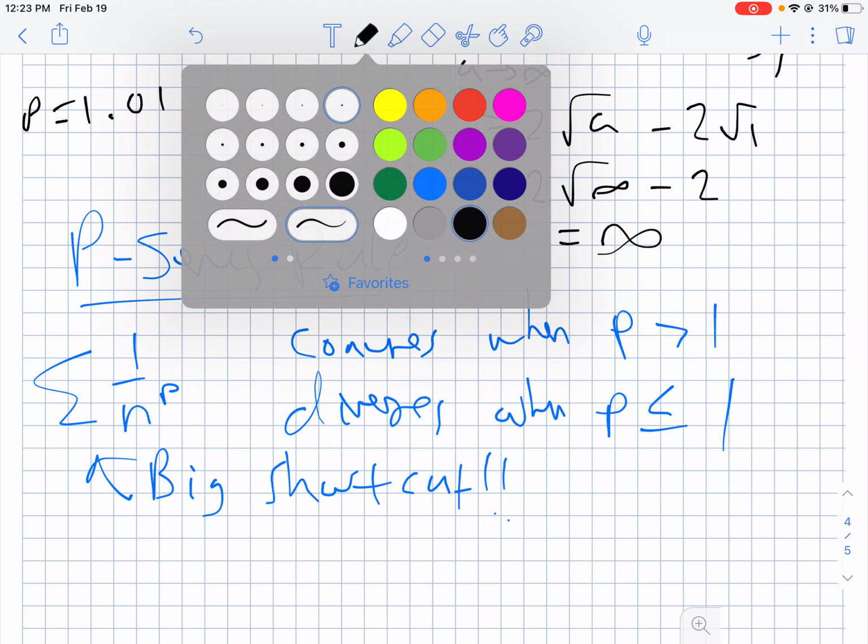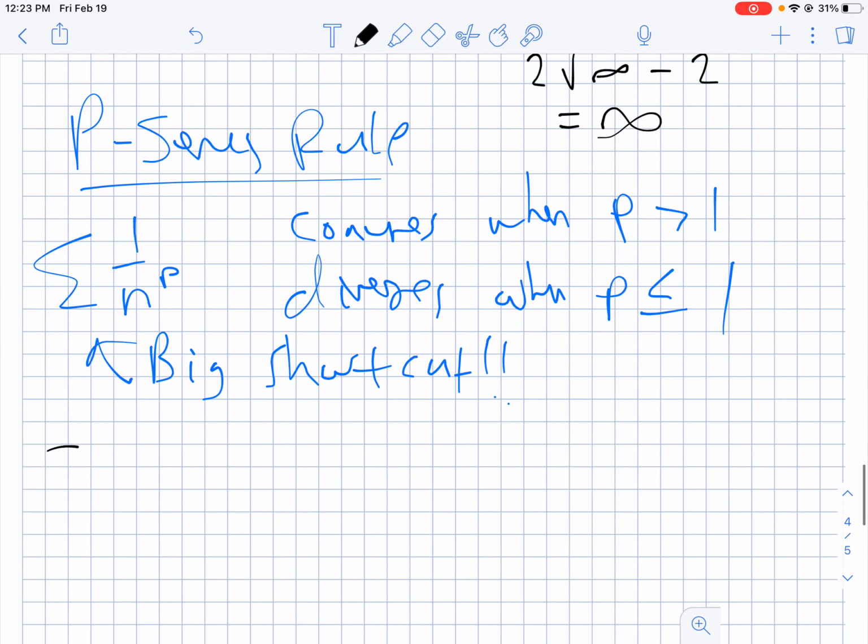So if you're faced with a question on the AP test or my test or whatever that just says, does the series from 1 to infinity of 1 over n to the 5th power converge or diverge, you don't really have to do any work. You just say, okay, this is a p-series, my p is equal to 5, that's a number greater than 1, so it converges. You don't need to do the integral test. Now, you can, of course, but you don't have to.